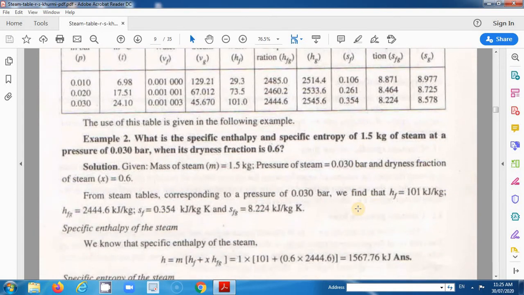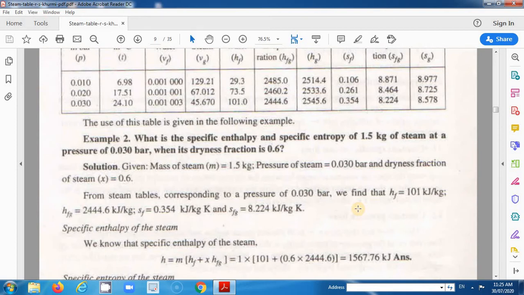Now what are the things given? In the last numerical, mass is given as 1 kg. In this numerical, mass is given as 1.5 kg. So that means in place of m, we have to take 1.5 kg. Instead of temperature, pressure is given, and the dryness fraction. In the last numerical it was 0.8; in this example it is given as 0.6.